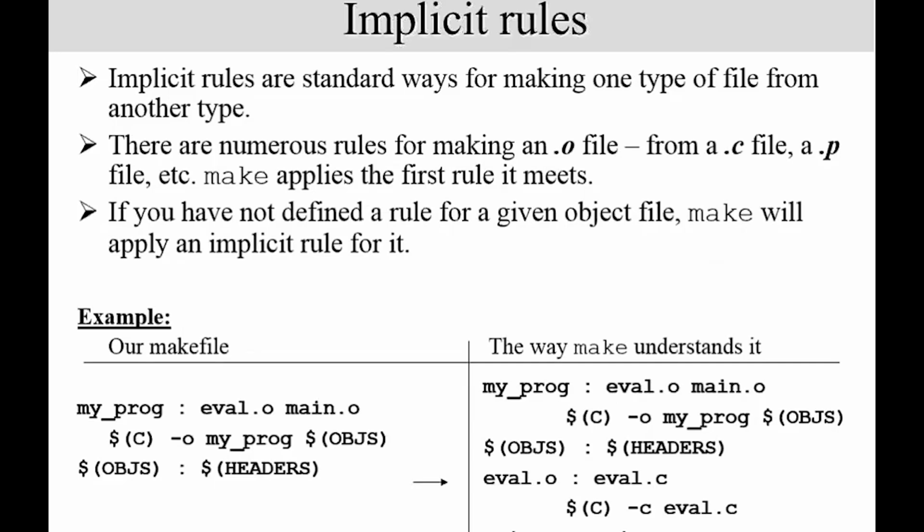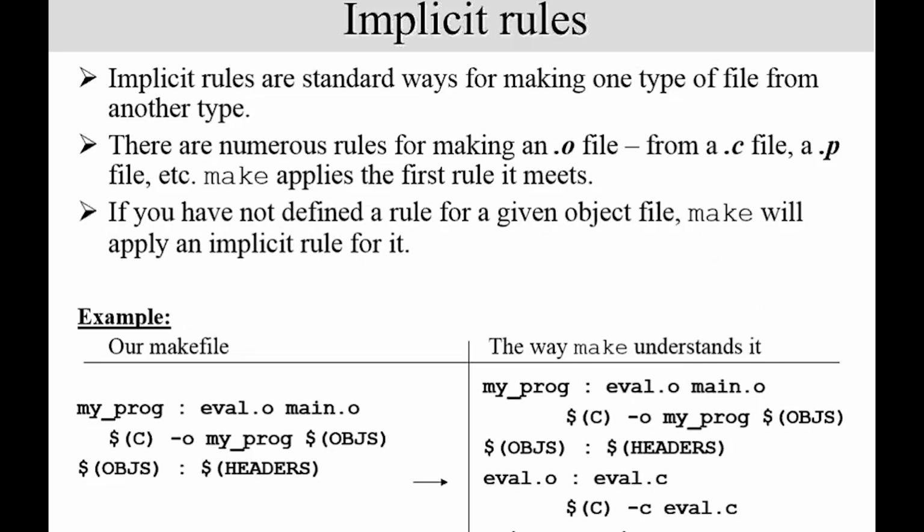And now there are some implicit rules essentially. The implicit rules are standard ways for making one type of file from another type. There are numerous rules for making a .o file from a .c file, from a .p file, etc. And make usually applies the very first rule that it needs. If you have not defined a rule for a given object file, make will apply an implicit rule for it.